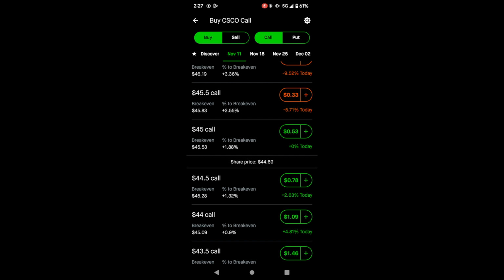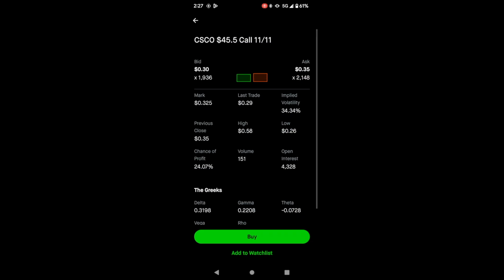So I'm going to go ahead and choose the 45.5 strike. We can see right now it has an options price of 33 cents. So I click it, and I'm able to see all the different things going on within that specific strike. These are things that we're going to go over shortly.